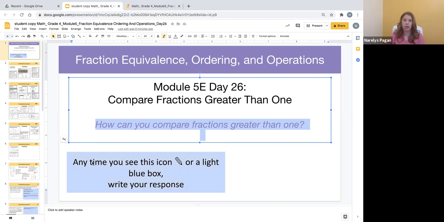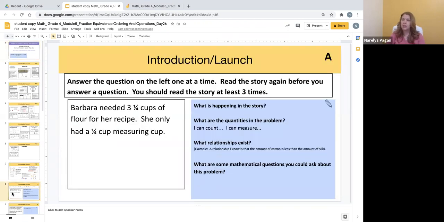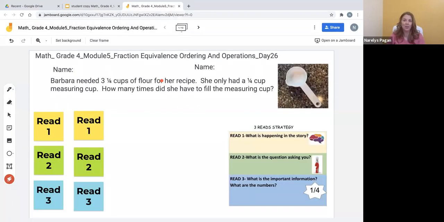If you notice on these Google slides that your teacher has placed in your Google Classroom, on slide 8 is the launch problem, or also the application problem. Your teacher is going to ask you to read the story 3 times and then use the blue box to answer these questions. Or she may use a tool that is in our Google Jamboard. So today I'm going to show you how to use this Google Jamboard to complete our application problem.